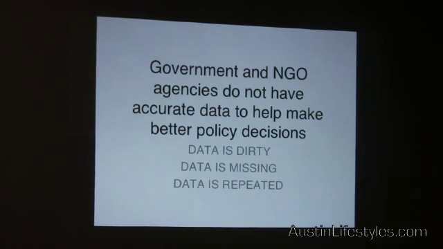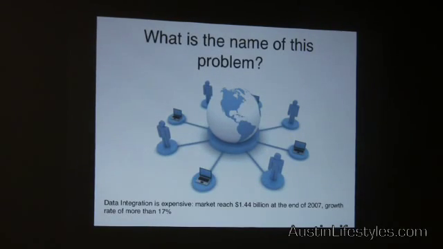So what happens is that the government and different NGO agencies don't have accurate data to help make better policy decisions. The data's there, it's just dirty. It's missing, it's replicated, it's all over the place. This is a big problem that we've always had, and everybody in the enterprise knows about this. This is the data integration problem. But the data integration problem is a very expensive problem.